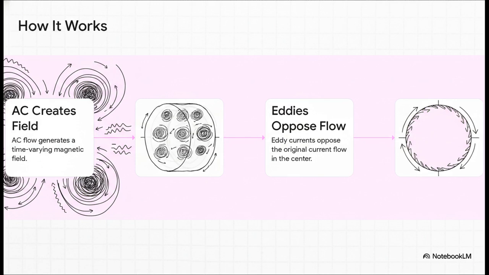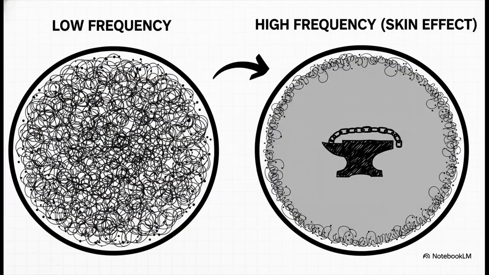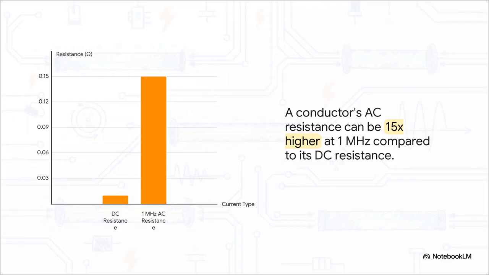And you can think of these eddy currents as creating a sort of internal traffic jam. They literally oppose the main flow of electricity, pushing it out to the conductor's edges. And this right here perfectly illustrates the consequence. At high frequencies, your solid copper bar might as well be a hollow pipe. You're paying for all that copper in the middle, but the electricity isn't even using it. It's just dead weight.